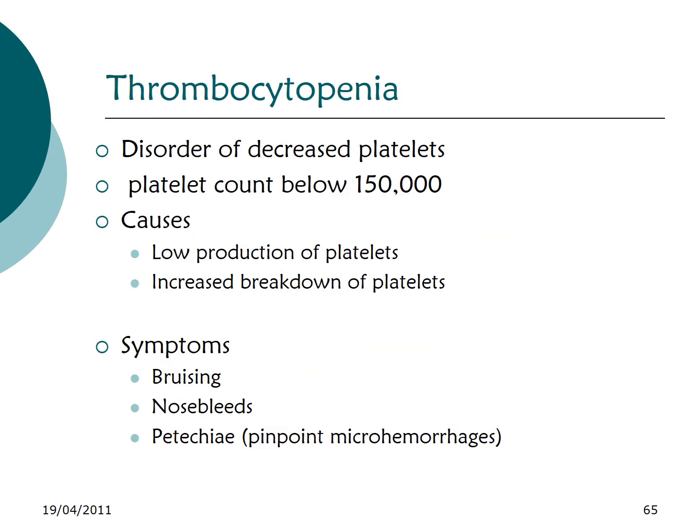Next slide. Thrombocytopenia is a disease of decreased platelets. So the platelet count is less than 150. So what causes it? Maybe low production of it or increased breakdown of it. So you see signs and symptoms that show you that platelets are low, which means they're going to bleed. So bruising, nosebleeds, petechiae.